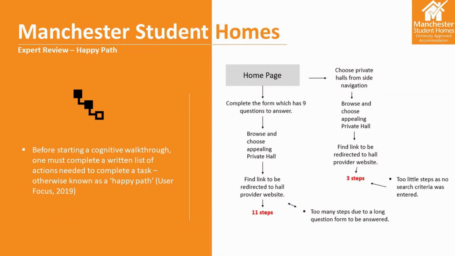Before starting the cognitive walkthrough, one must complete a written list of actions to complete a task, otherwise known as a happy path. When conducting the task, I encountered our first usability problem. There was two ways of searching for private halls.